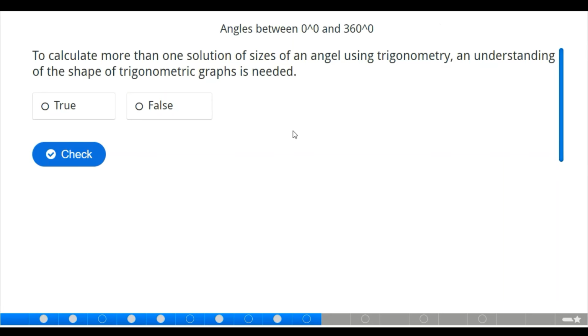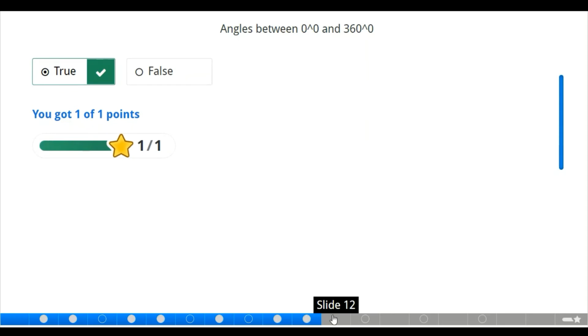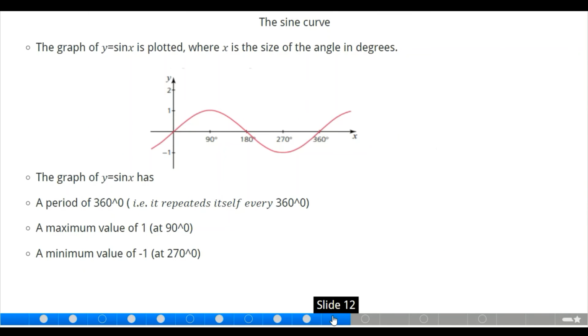Now let's look at angles between 0 degrees and 360 degrees. To calculate more than one solution for the size of an angle using trigonometry, an understanding of the shape of the trigonometry ratio graphs is needed. So before we calculate any angle of any given size, we must understand the trigonometry graph that is being given. Let's look at some of these trigonometry graphs.